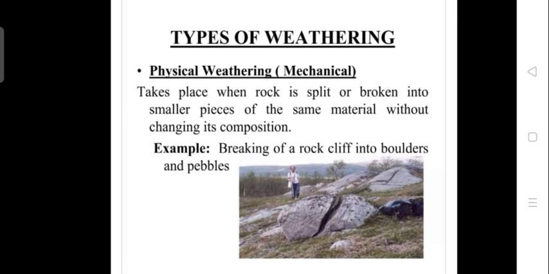It takes place when a rock is split or broken into smaller pieces of the same material without changing its chemical composition. In simple words, if a large boulder breaks down into small different pieces, its size will change, but the chemical composition of that boulder does not change. For example, when we go trekking, large boulders will be there, and on the sides of those boulders we can also see a few small pebbles. That is an example of physical weathering, where the large boulders are broken down into little pebbles.